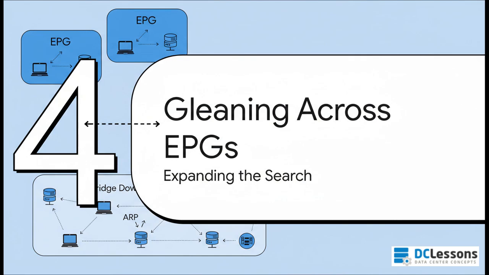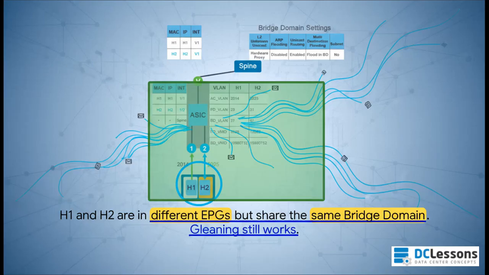So we've seen how this works inside a single EPG. Now, let's zoom out a little. What happens if our hosts are in different EPGs, but they still live in the same bridge domain? This is a super common design, right? Like a web tier and an app tier. In this diagram, H1 and H2 are clearly in different EPGs. Maybe H1 is in a web EPG and H2 is in an app EPG. But they share the same bridge domain, which means they're in the same broadcast domain.